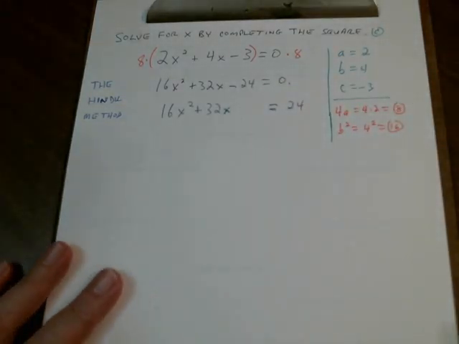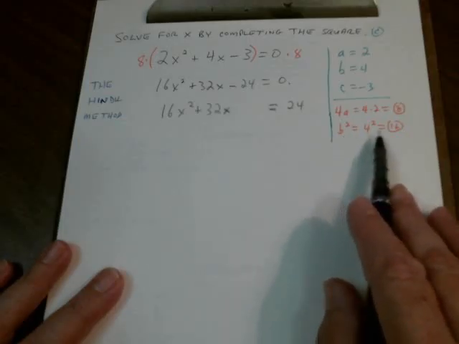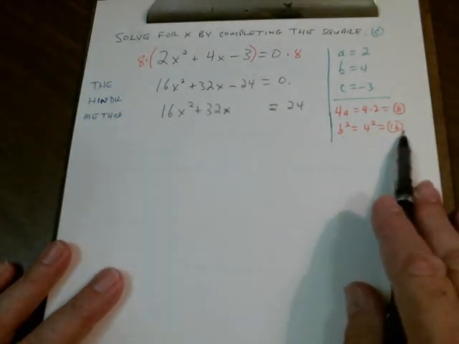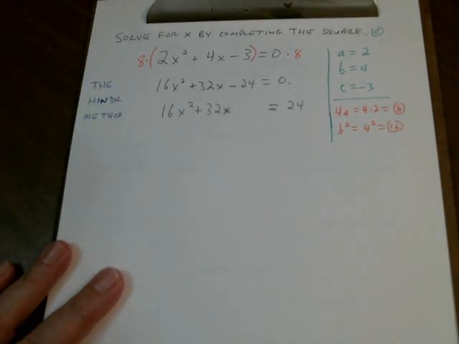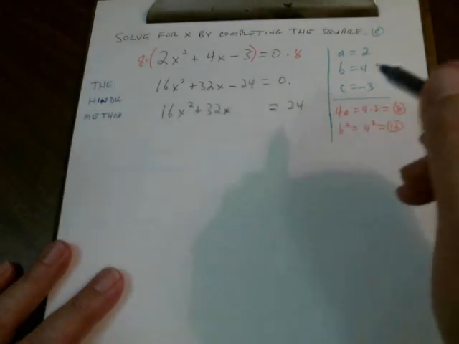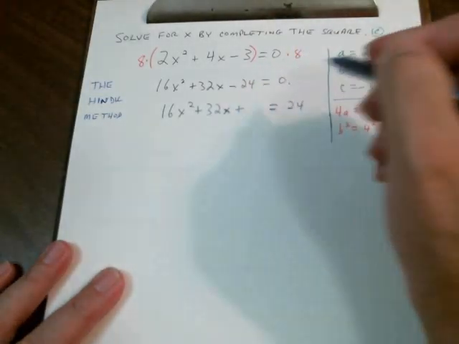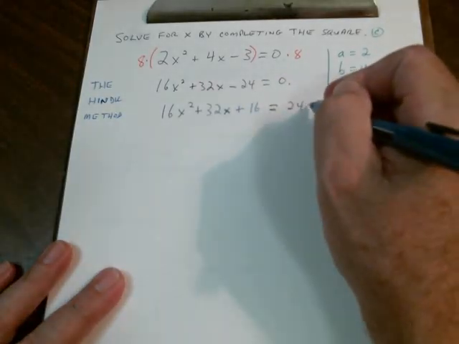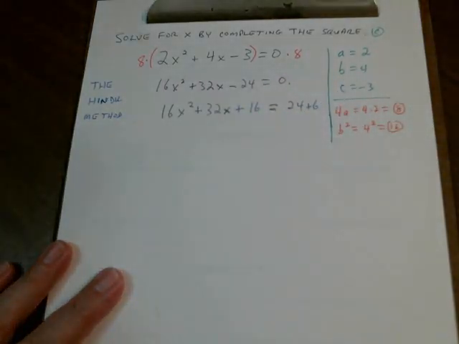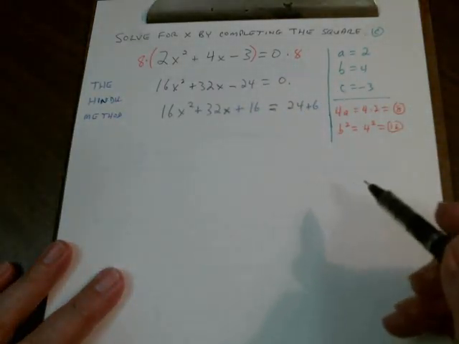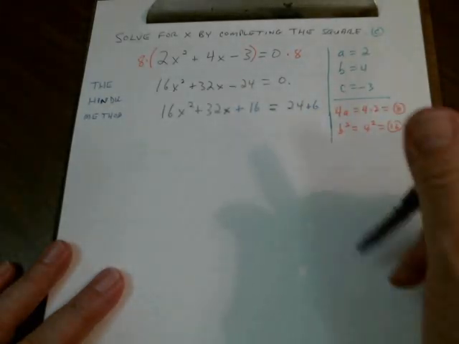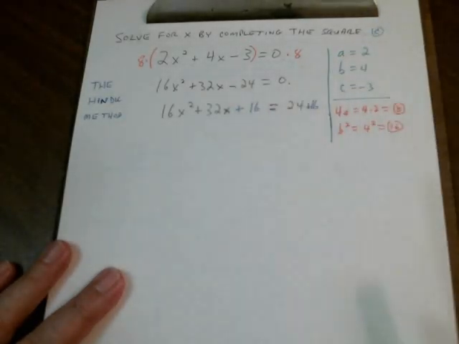The next thing to do is to add b squared to both sides. B squared in our case here is 16. I'll put that in here in blue, kind of like what I've done before. So we're adding 16 to both sides. That's a 16 on the right as well, not just a 6. Thank you very much. All right.